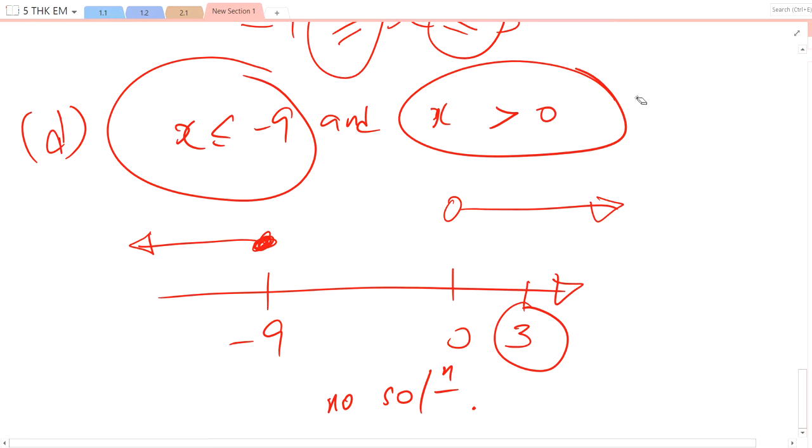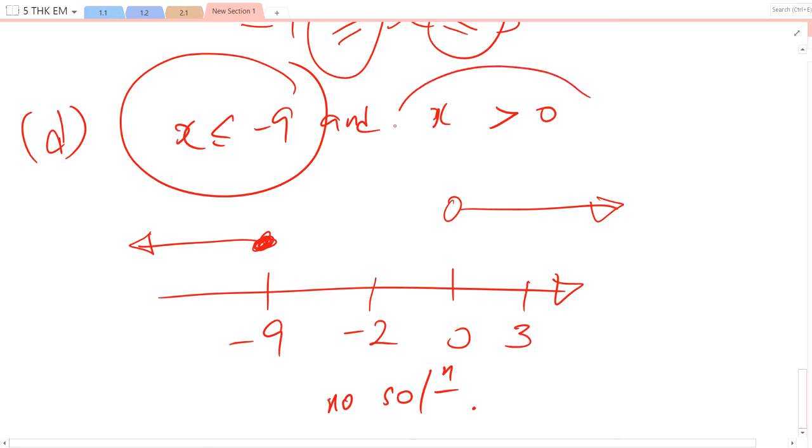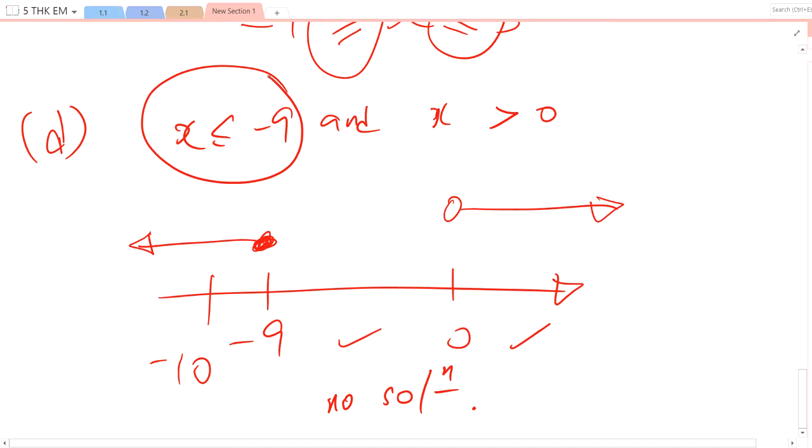Okay, try another number. -2, okay, she selected a negative value. Does it satisfy this one? No. Does it satisfy this one? Also no, right? So negative also cannot be the answer. Okay, give me another number. We tried 2 regions already, right? Let's try -10. Okay, -10, does it fall under this inequality? Yes, but does it fall here? No, it doesn't, so it doesn't work. There is no solution to this.